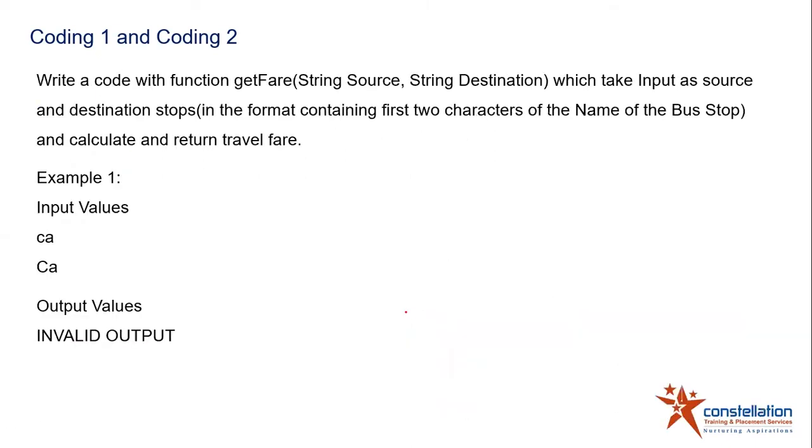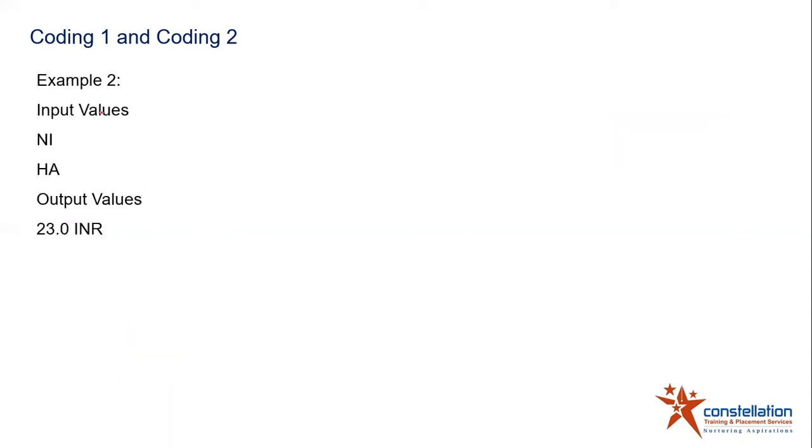Okay, let's see what they're asking. They're asking us to write code with the function getFare, string source, string destination, which takes input as source and destination stop in the format containing the first two characters of the name of the bus stop, and calculate and return the travel fare. They have given a few examples as well. CA and CA, the source and the destination are the same, then it is an invalid output, as expected: source and destination cannot be the same. Okay, they have example 2 as well, NI and HA, then the output value is 23.0 INR.